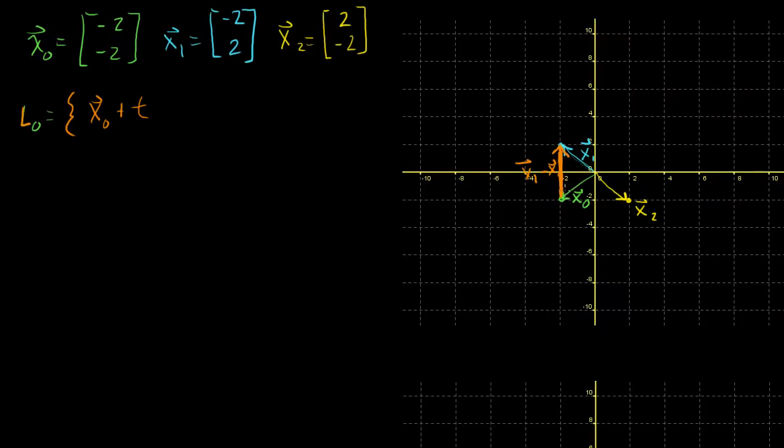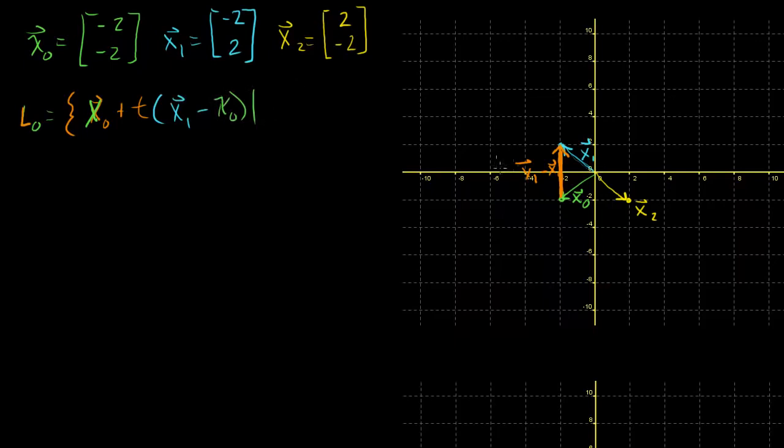So if you just take different scaled up versions of this guy, you're going to end up at different points in this direction, right? We're starting at x naught. And then we're going to add up scaled up versions of this orange vector, which is just the difference of x1 and x naught. So let me write that. So scaled up versions of x1 minus x naught.